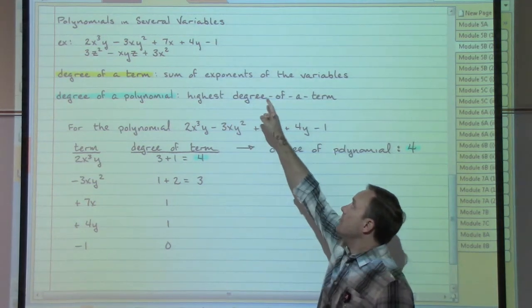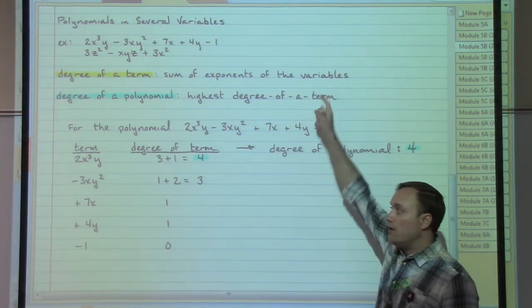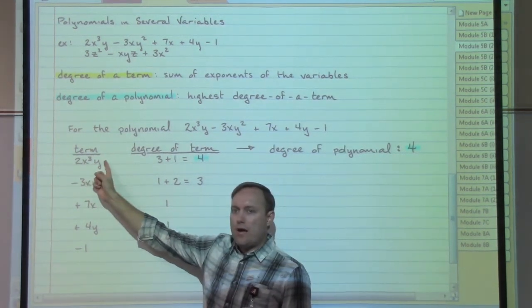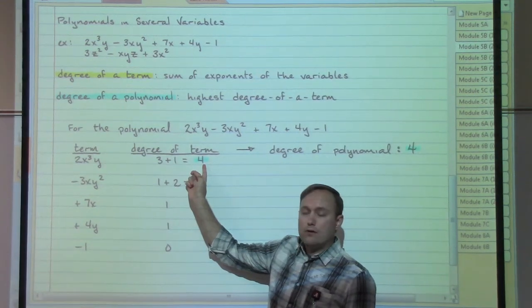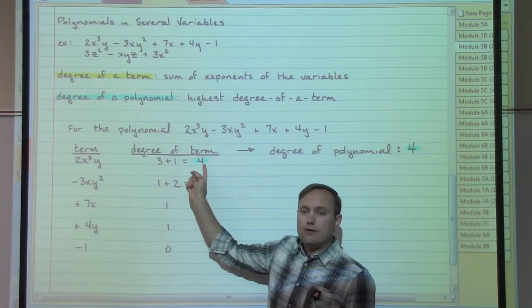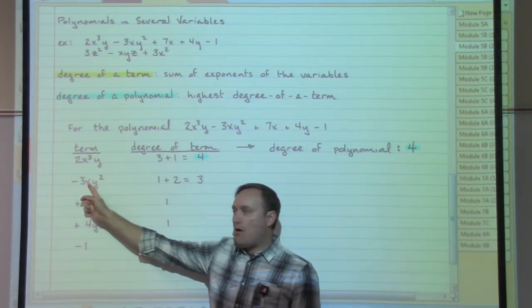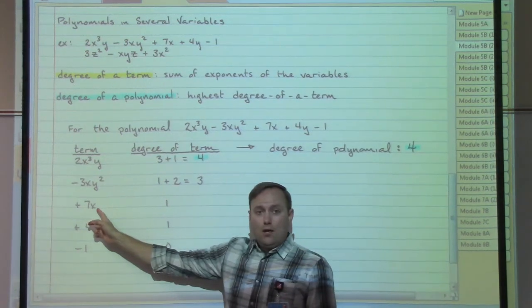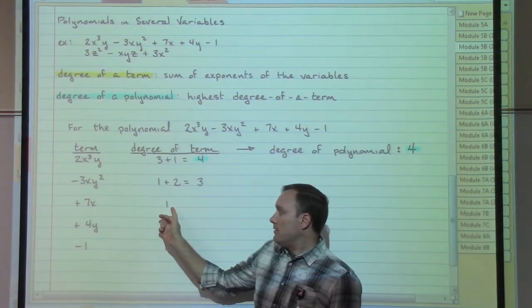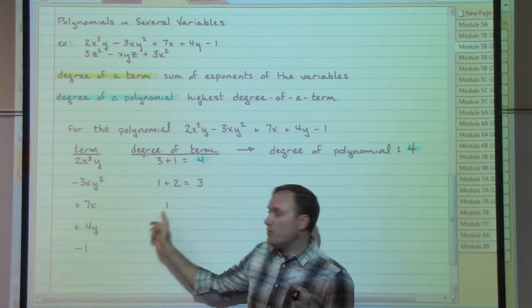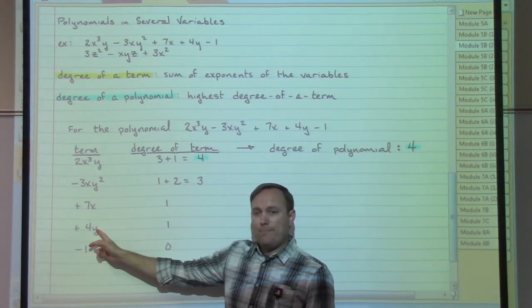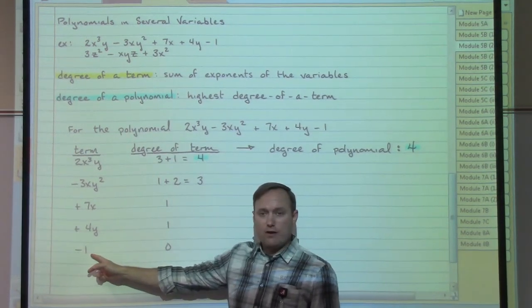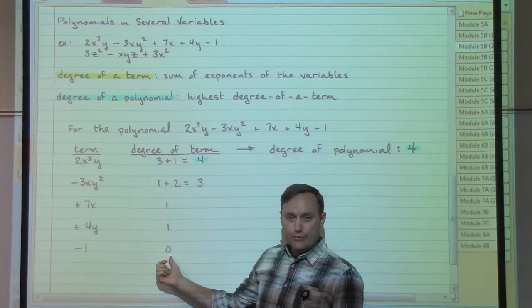Add up the powers of the variables in your first term. So here's an example. Power of 3 plus power of 1, give me a degree of 4. Power of 1 plus power of 2, give me a degree of 3. X by itself has just a power of 1, so degree 1. Y by itself, degree 1. Plain old number does not have any variable stuff, so we would consider that degree 0.